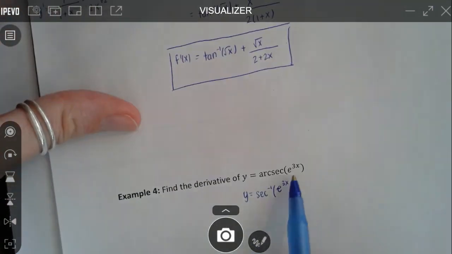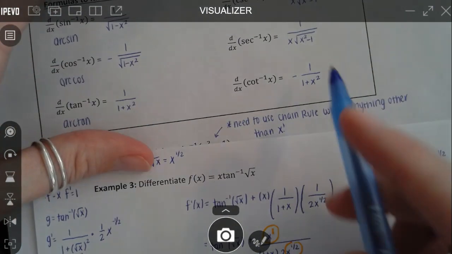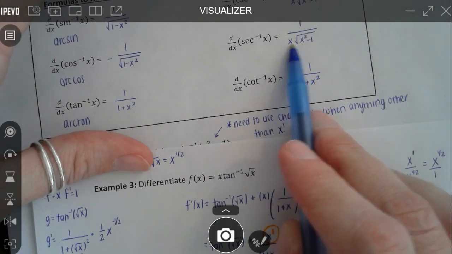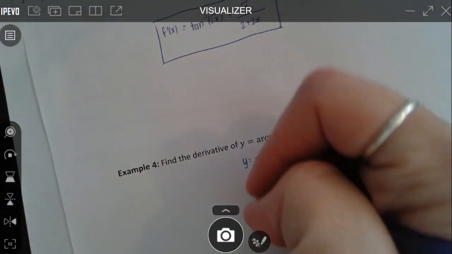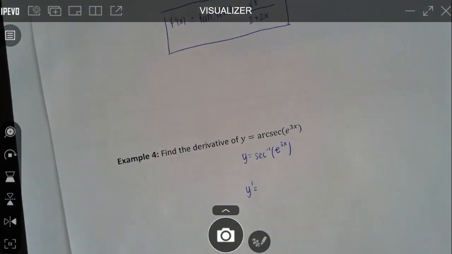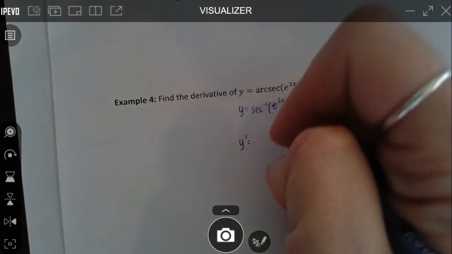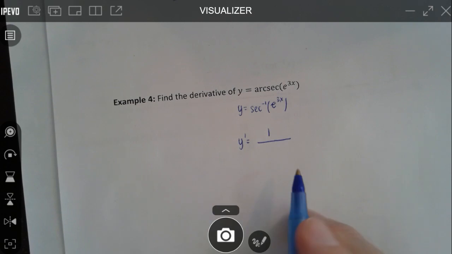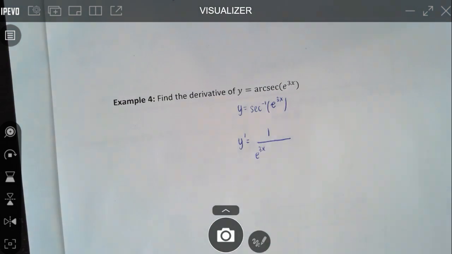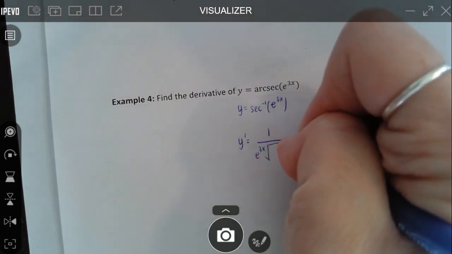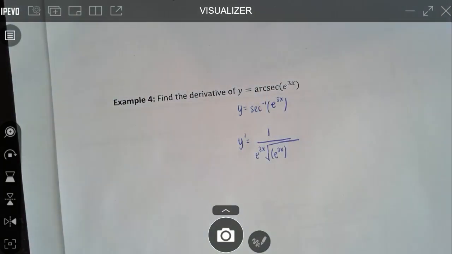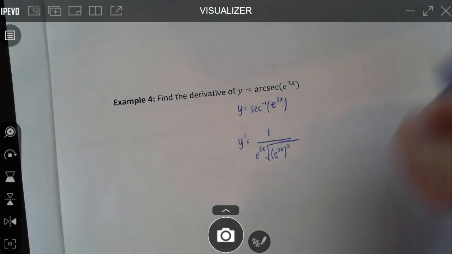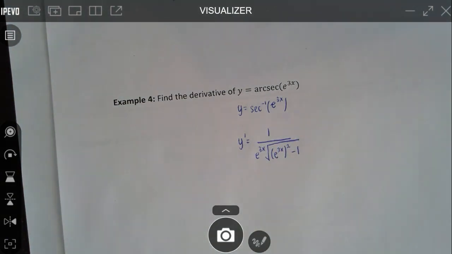Here in my example, I actually have a 3x here. So when I'm going to use my formula, I'm going to have to replace both of these x's with that e to the 3x. So let's see. Our derivative, y prime, is going to be 1 over, again, our formula says x here, but it's not just going to be x, it's going to be whatever's in here. So e to the 3x. And then underneath the root, it says I have an x squared here, but again, I'm not putting an x, I'm going to put an e to the 3x squared, and then I'm going to subtract 1.